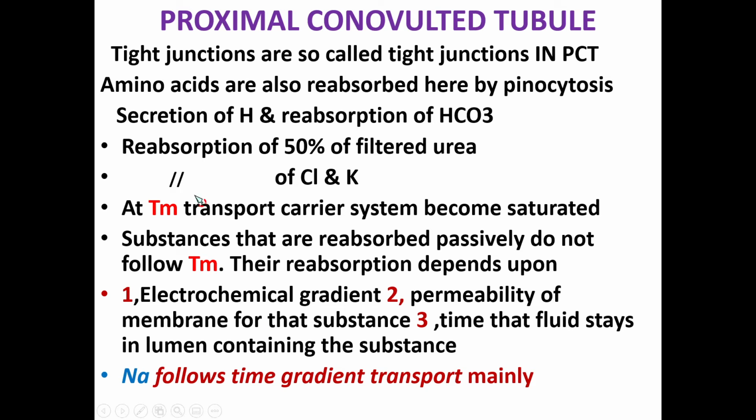Then there are the so-called tight junctions in the proximal PCT. Amino acids are also reabsorbed here by pinocytosis. Secretion of hydrogen will occur, and reabsorption of bicarbonate will occur in this proximal tubule. I have told you all these things. Then 50% of filtered urea is reabsorbed in the PCT. Reabsorption of chloride and potassium also occurs in this area.